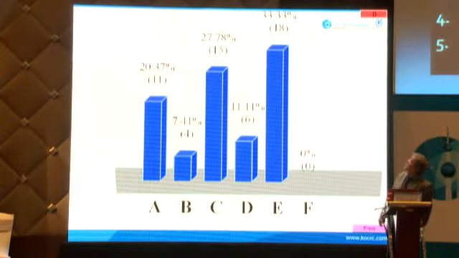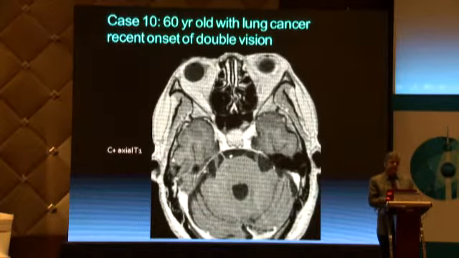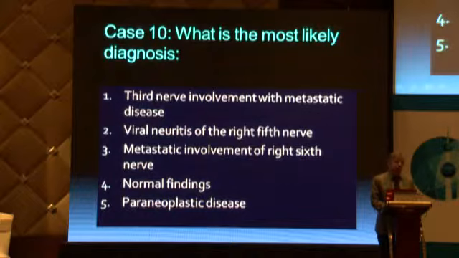All right. So the majority answered paraneoplastic disease, which it is not. If you go back and look at it, it is actually C, number 3. If you look at this, this is the fifth nerve, and this is the sixth nerve, which is enhancing on the right side. And if you see leptomeningeal enhancement in a setting of cancer, you think of metastatic involvement. So this was metastatic involvement of the sixth nerve on the right side.